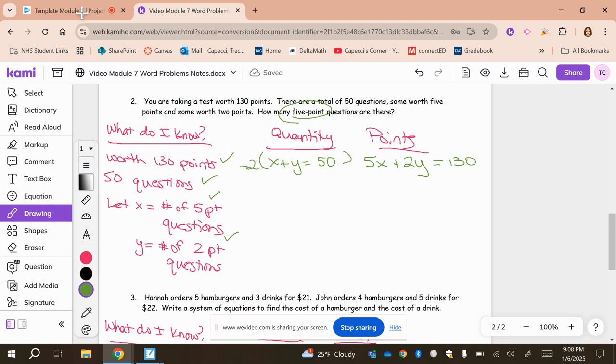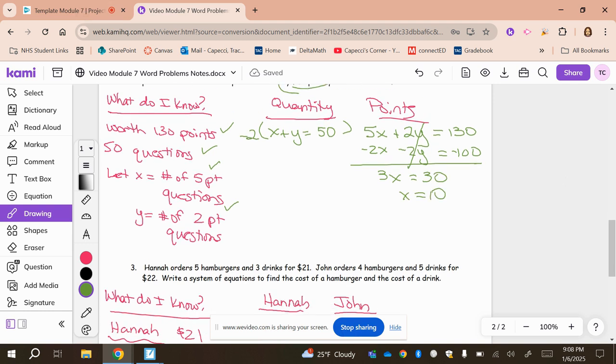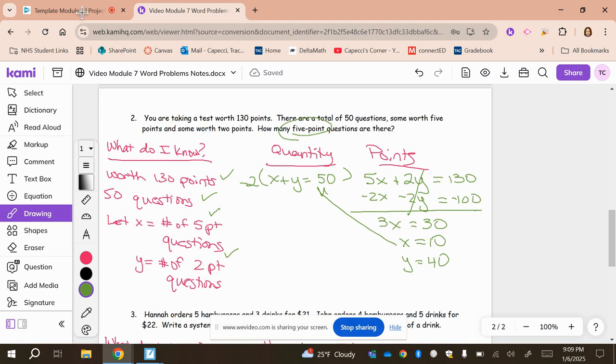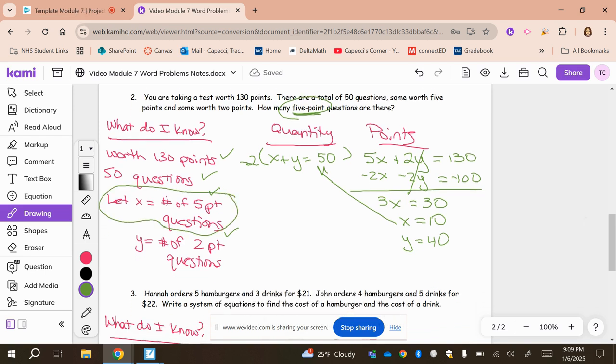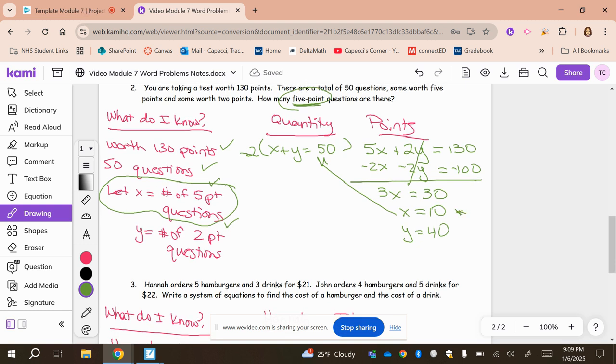I'm going to multiply everything by negative 2. So that gives me negative 2x minus 2y is equal to negative 100, which gives me 3x, right? That zeroes out, or eliminates, that's what I want, is equal to 30. So x is equal to 10. Now I can go back and substitute, and I realize that y is equal to 40, but the question's just asking for 5-point questions. So that's why it's a good idea to label what you want, because I know I'm just looking for the value of x, which is 10. So I can say there are 10 5-point questions.